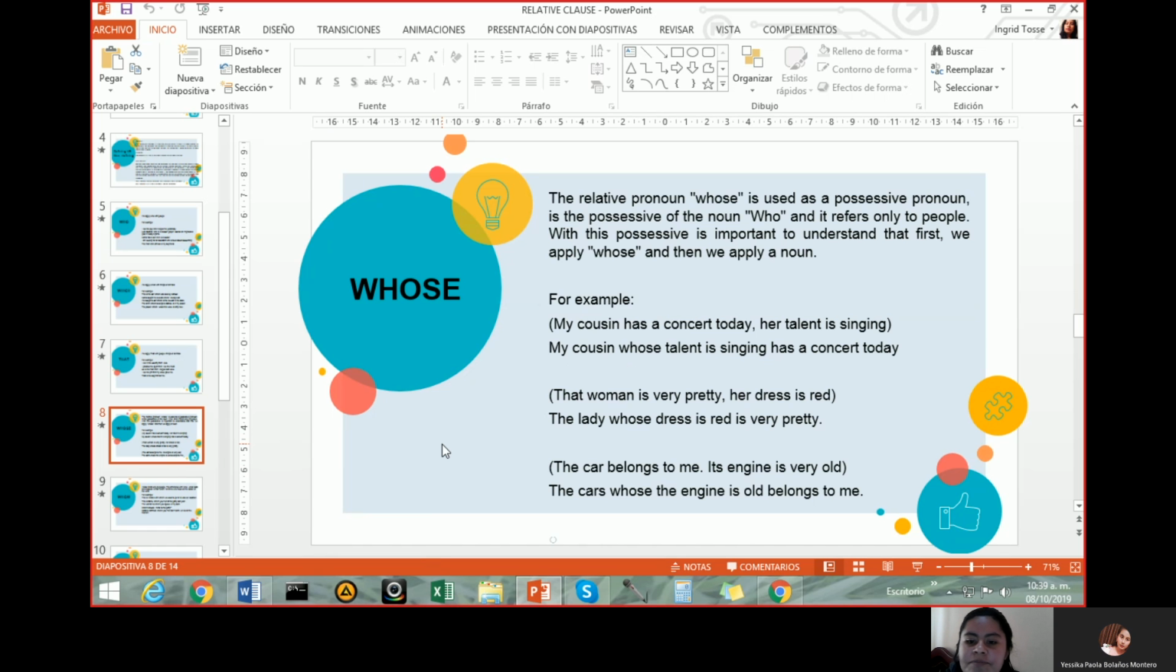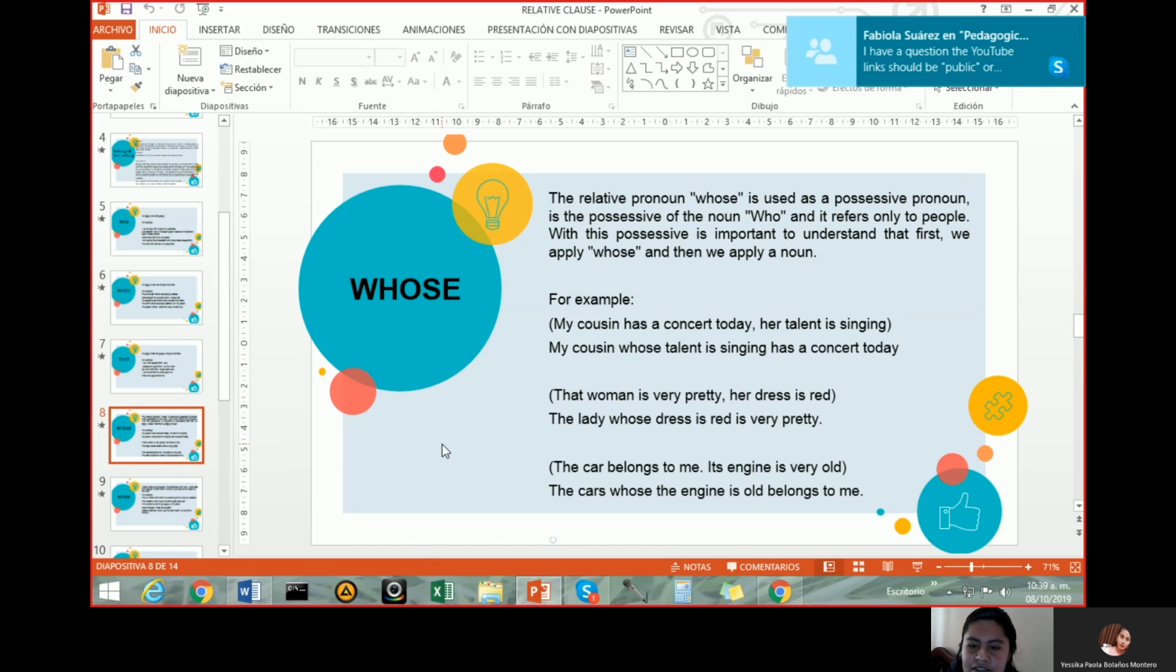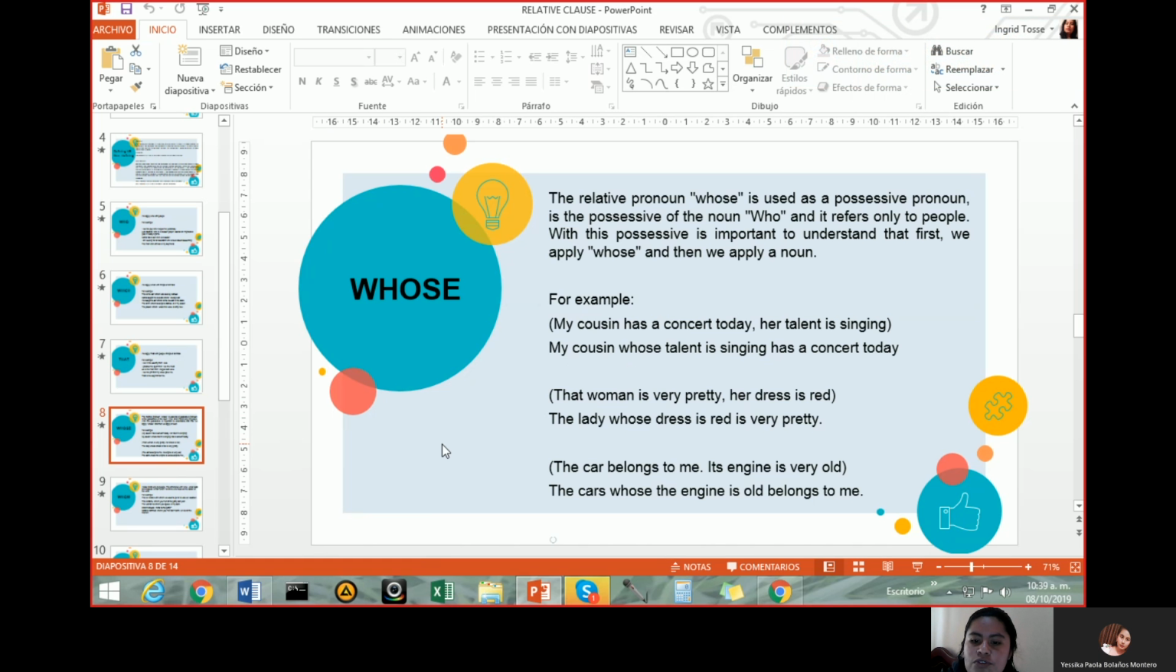In Spanish. En la primera oración, o sea, las que encontramos en paréntesis, tenemos la información. Mi primo tiene un concierto hoy. Su talento es cantar. Con el whose, nosotros utilizamos: mi primo, cuyo talento es cantar, tiene un concierto hoy. In this case, we apply whose to explain that her talent is singing. Whose we apply, but the her is not applied in this. We forget her and apply whose, okay? Okay, teacher. Okay, now with the next.